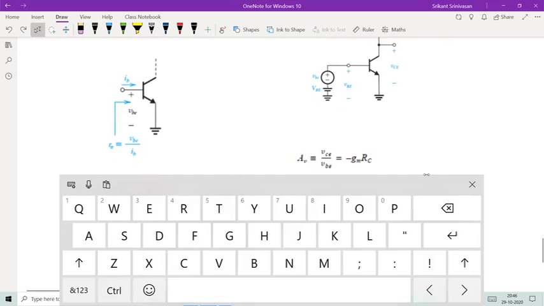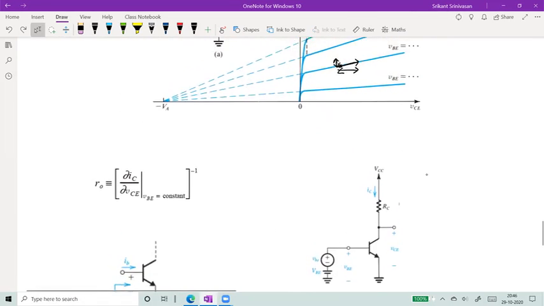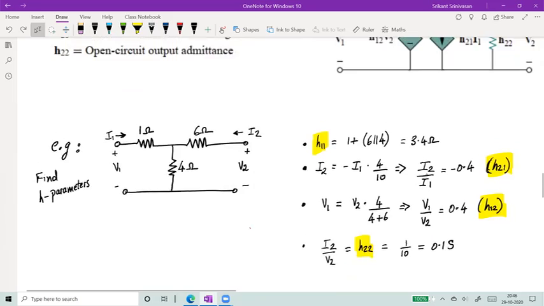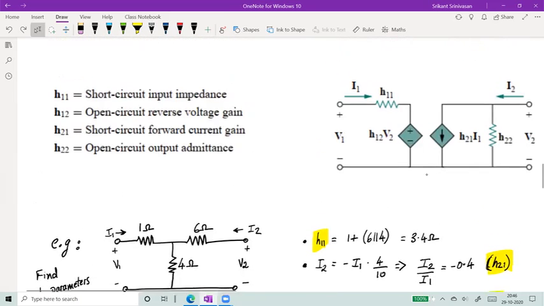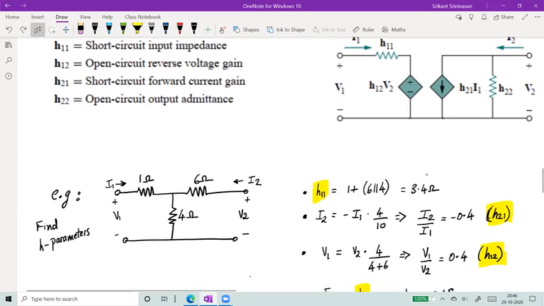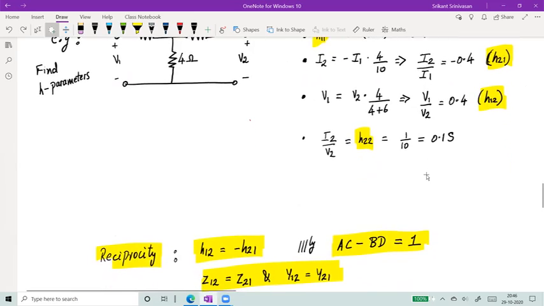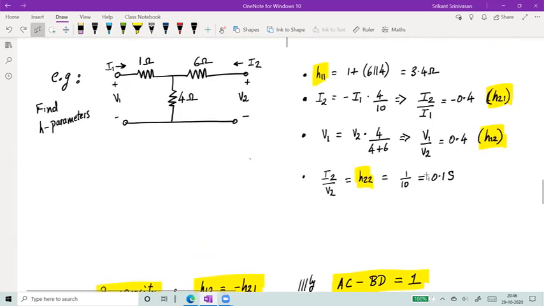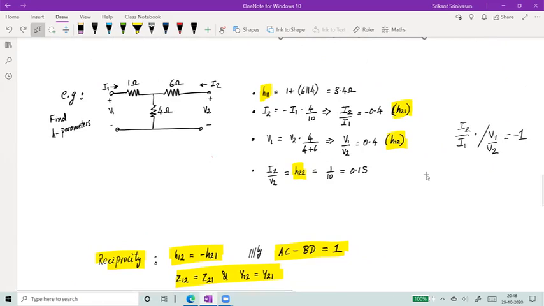So the idea is that there is some context for these H parameters. The H parameters are very convenient for representing transistor networks. And then of course, for fun, we can do simple problems like this simple T network and find the H parameters. So let's stop here. And I think this concludes our two-port network series.